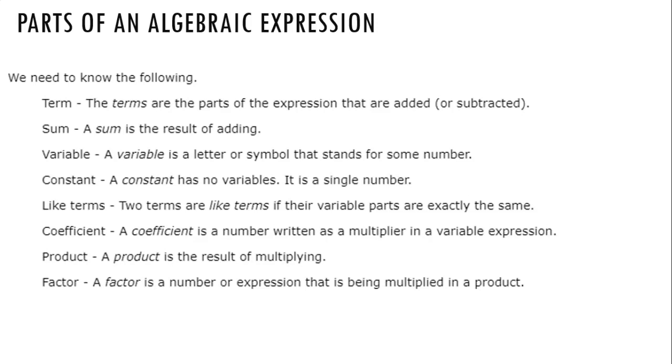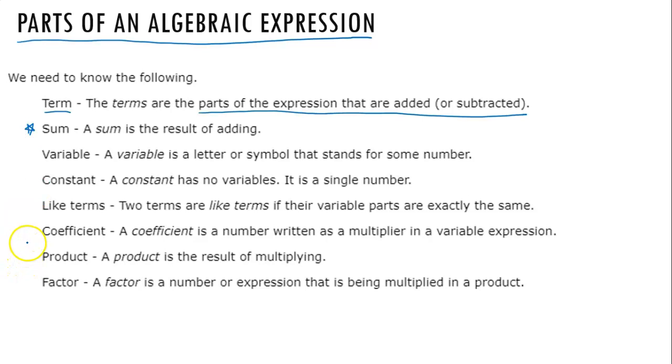All right, unfortunately you have some vocab to write today, so you might want to pause the video and write this stuff down. You don't need to write everything, so if you want to wait for me to underline what you need to write, that would be great. You need to start a new topic, parts of an algebraic expression, and underline that. And then our first vocab word is term. The terms are the parts of the expression that are added or subtracted, so you need to write what I've underlined in blue there. You don't necessarily need to write this one down. Sum is the result of adding. If you don't know that, you can write it down, but most of you know that sum is add.